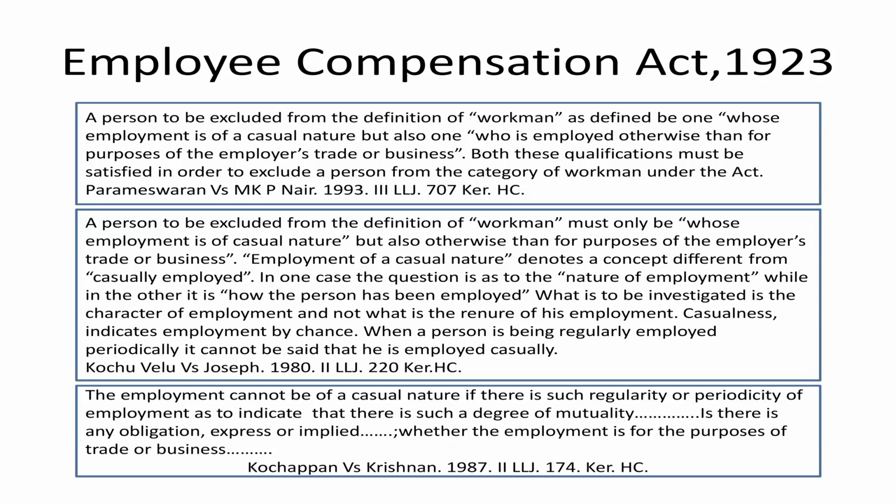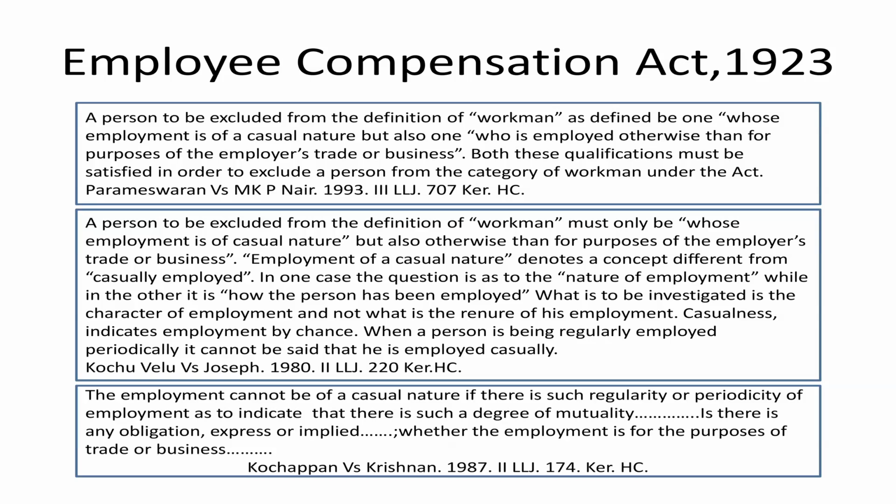Here a person can be excluded from the definition only if he is employed in a casual nature alone. Otherwise, he cannot be. Both qualifications must be satisfied to exclude a person from the category of workman under this Act. It is very clear. It means those who are employed in a casual nature, and also one who is employed otherwise than for the purpose of the employer's trade and business.